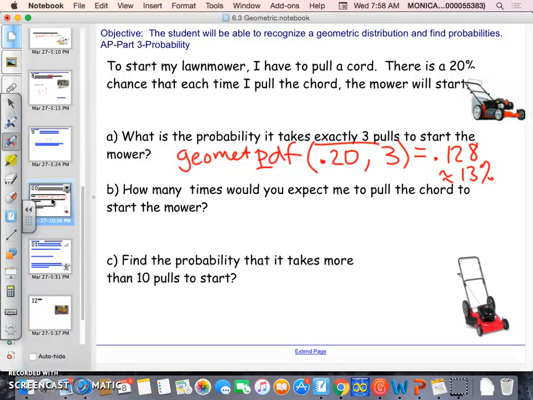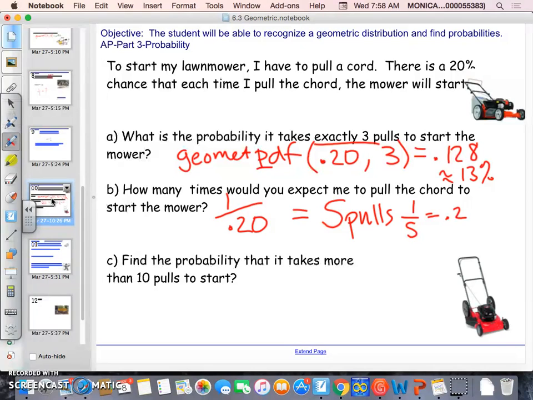How many times would you expect to pull the cord to start the mower? Well, this is 0.20, and we're going to put it over 1. So in your calculator, you can just do 1 divided by 0.2, which equals 5. And the reason is because 1 over 5 is equal to 0.2, and so, shoop, you flip that, find the reciprocal. So you would expect 5 pulls to start the lawnmower.